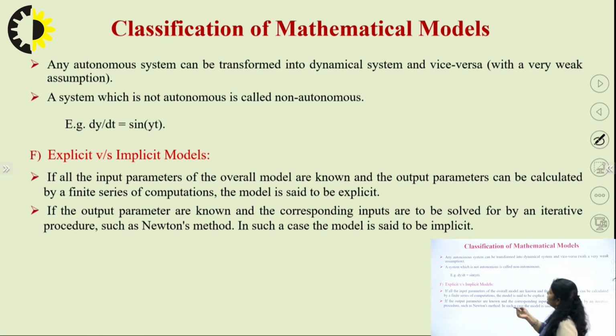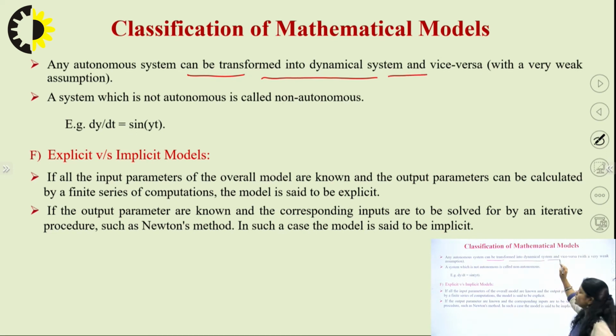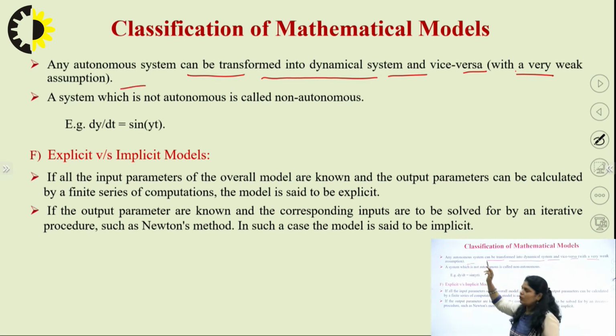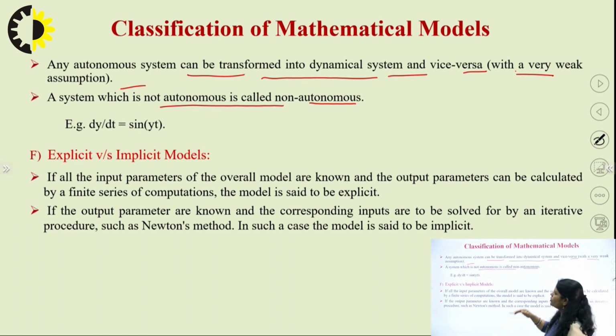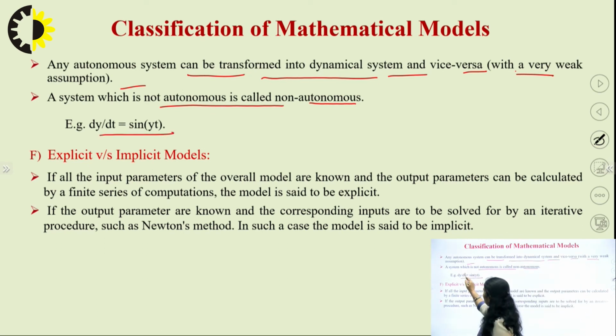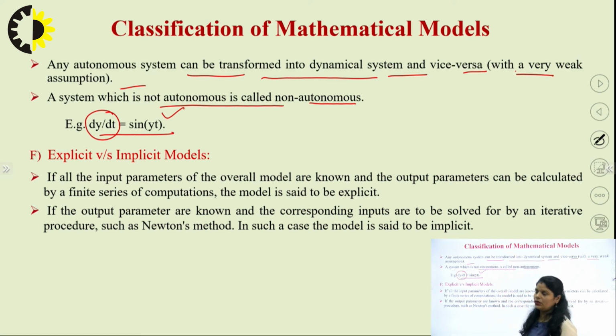Any non-autonomous system can be transformed into an autonomous system or vice versa with very weak assumptions. A system which is not autonomous is called a non-autonomous system. So, here we can see that the differential equation is dependent on the time variable. It is depending on the variable. So, it is non-autonomous in nature, but if it is not depending on the variables associated with the system, then it will be the case of the autonomous.